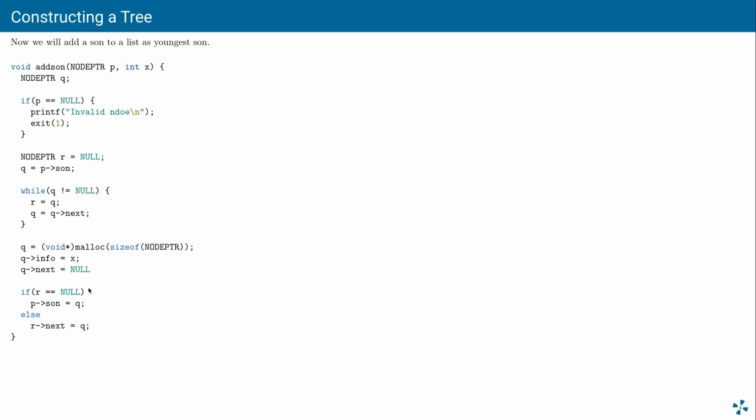Now, first we consider the case that R is not null. In that case, R will be the last element and the last element's next will become Q. So that is an append operation. The other possibility is that P's son is null. In that case, Q will become the oldest son, or the first son, of P. Now, if P's son is null, Q will be null here, and this while loop will be skipped. So R will remain null. If R is null, then we set P's son to Q. So that's how we add a son to a linked list.